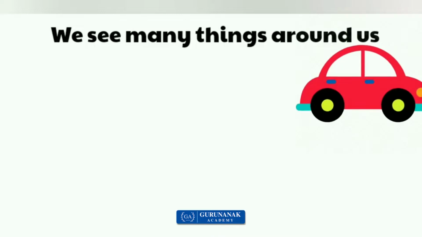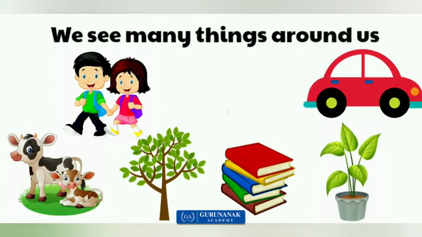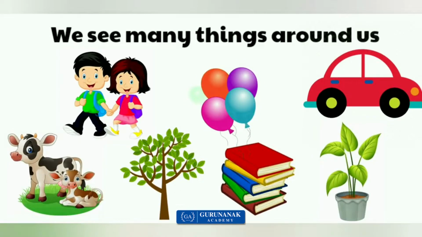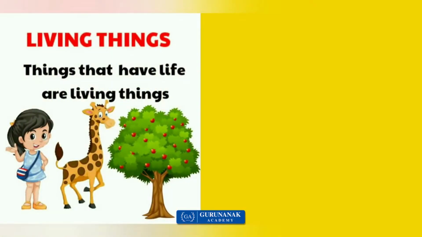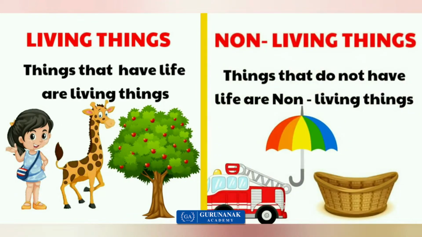We see many things around us. Some are living things, while some are non-living things. Things that have life are living things, like human beings, animals, and plants. Things that do not have life are non-living things, like umbrella, basket, fire engine, and many more.